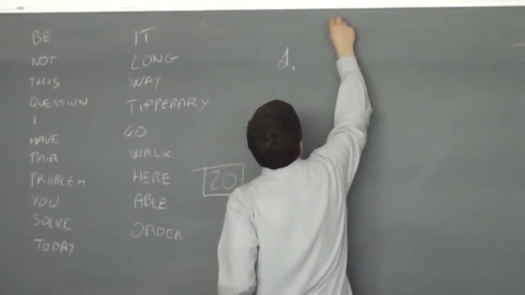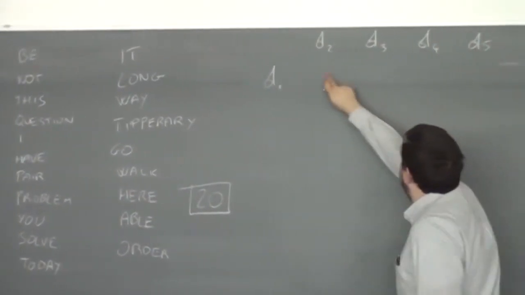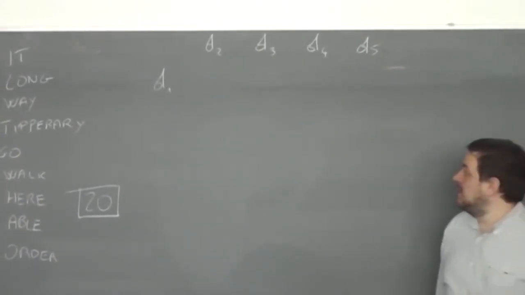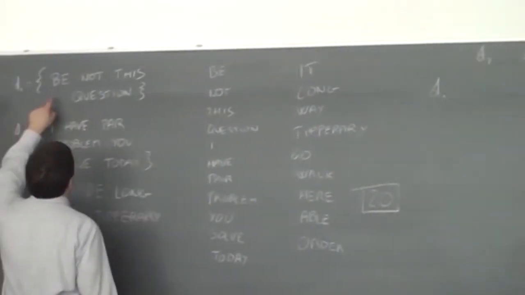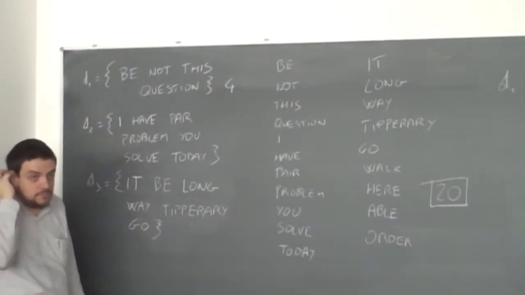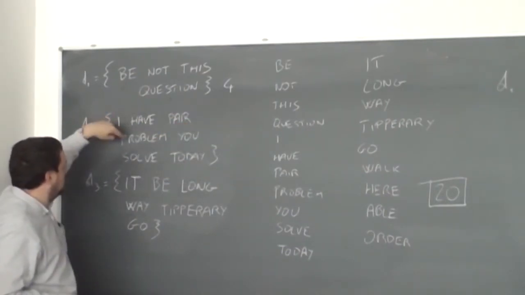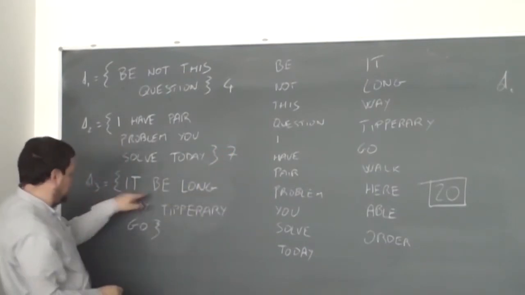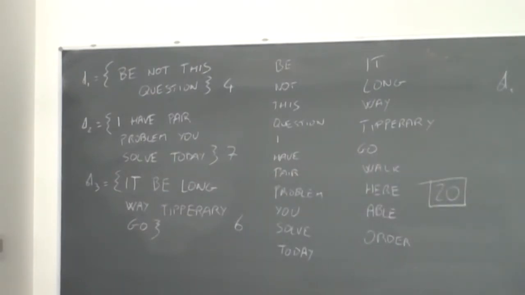Okay, so we want to compute the Jaccard distance between D1 and the other documents. So the first thing we can do is write down the length of all documents, because we need it to compute the Jaccard coefficient. So this is 4, this is 7, this is 6, D4 is 8, and D5 is 7.